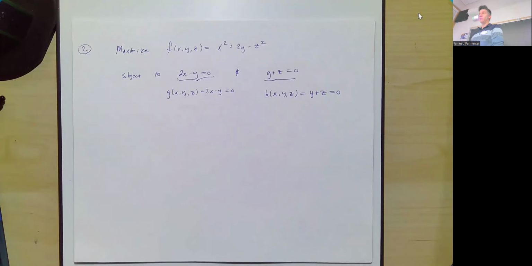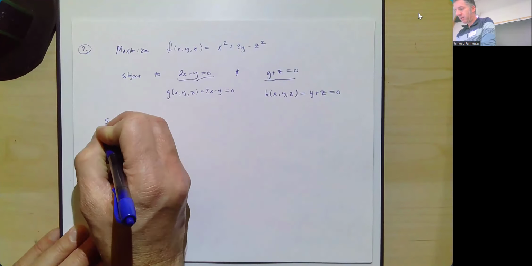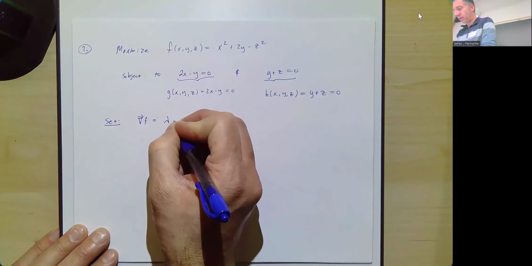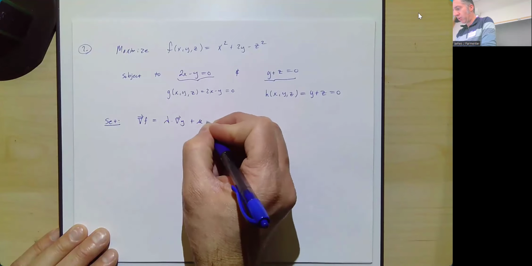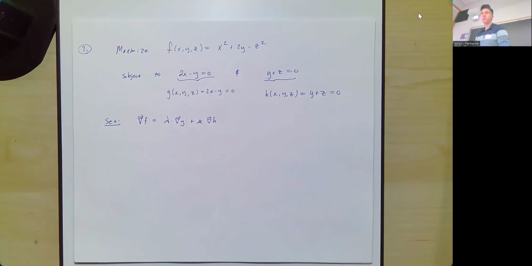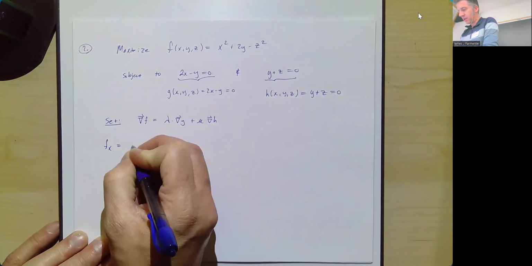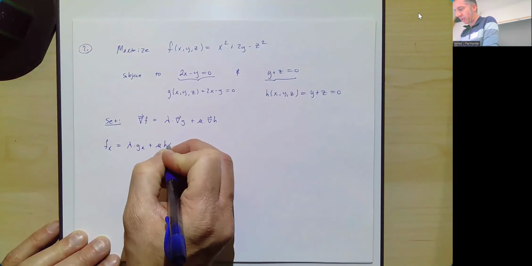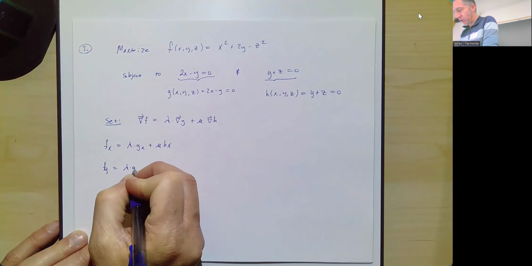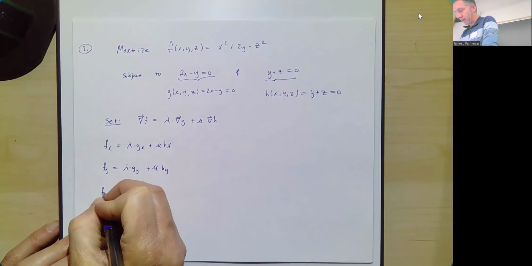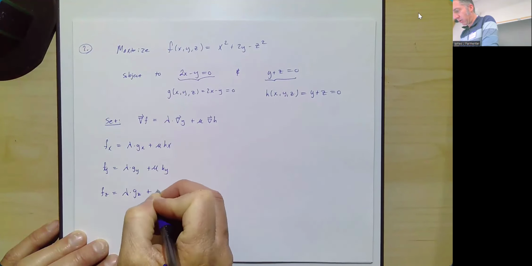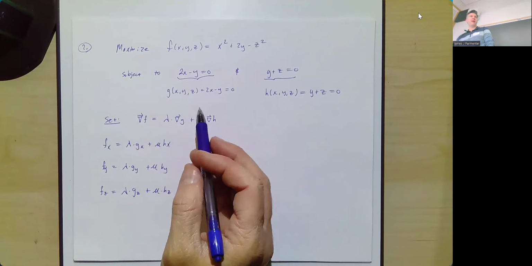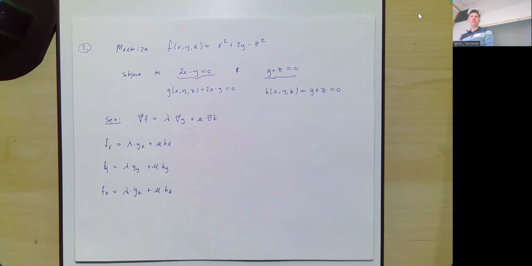And I do think it's worth just writing the general setup, which is that we're going to set the gradient of f equal to lambda times the gradient of g plus mu times the gradient of h. I like writing little arrows because gradients are vectors, but you don't need the little arrows. I also really do like writing out the formula. So fx equals lambda times gx plus mu times hx, and fy is going to equal lambda times gy plus mu times hy, and fz is going to equal lambda times gz plus mu times hz. I know I've got all that written right here technically, but I find it helpful to write it all out still anyway. You don't have to.